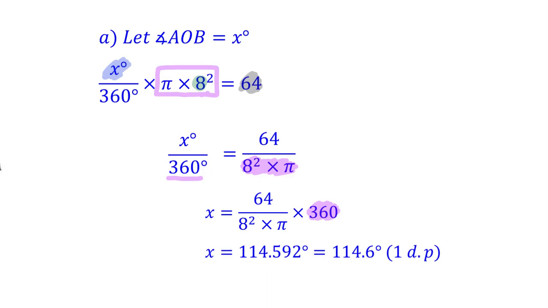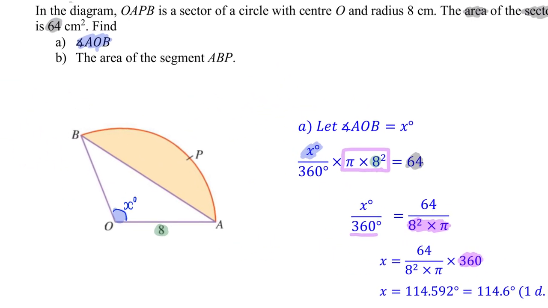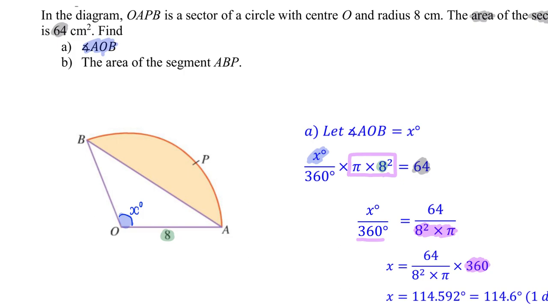Now that I know x is 114.6 degrees, for part B they need us to find the area of the segment ABP, which is the shaded area here. I hope you can see that. In order to find this, I already know the area of the whole sector here.